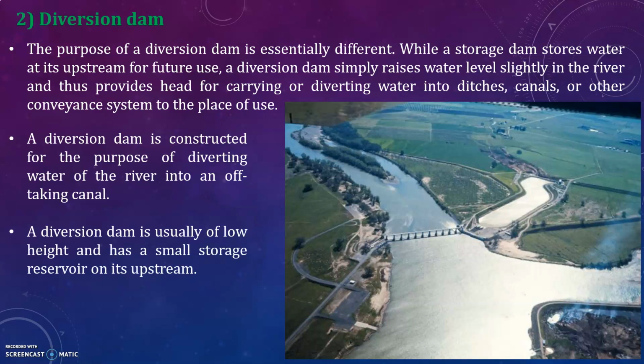The common examples of diversion dams are weirs and barrages. During the floods, water passes over or through these diversion dams, while during periods of normal flow, the river water is partly or wholly diverted to irrigation channels, etc. A diversion dam may be constructed for irrigation or municipal or industrial uses.